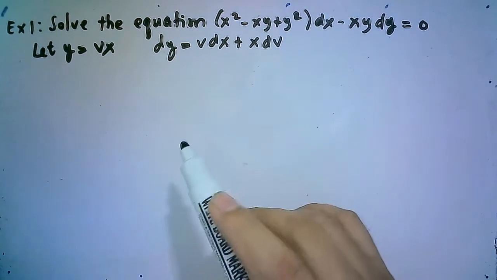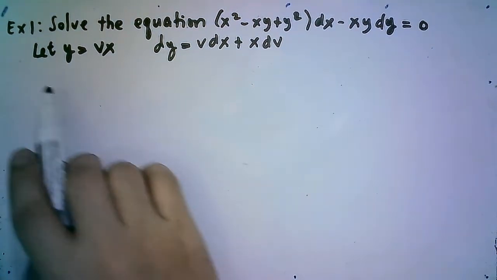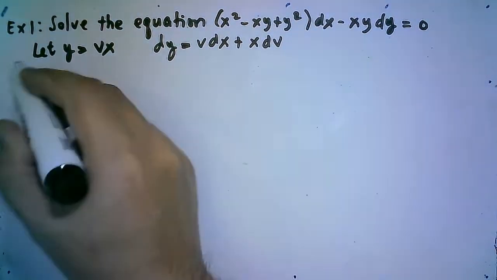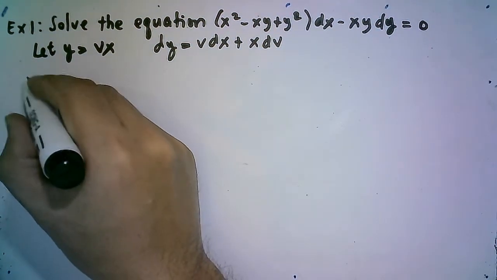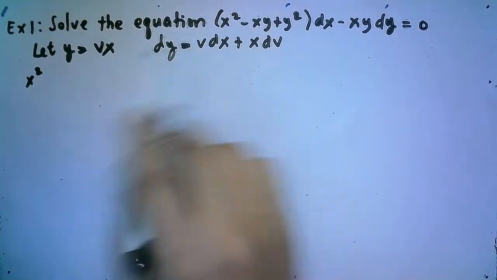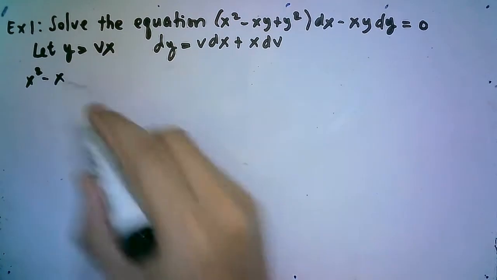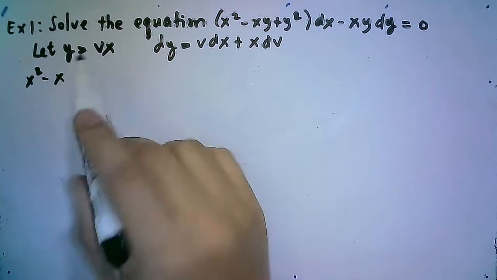Okay, so we will now start our substitution. So this is x squared. So I will write here x squared. And then minus x. Instead of writing y, substitute it as vx.